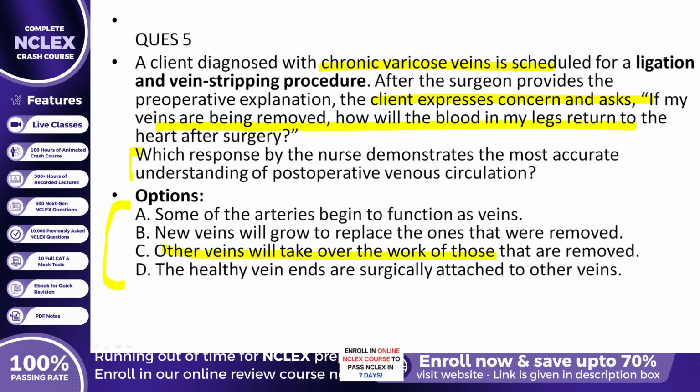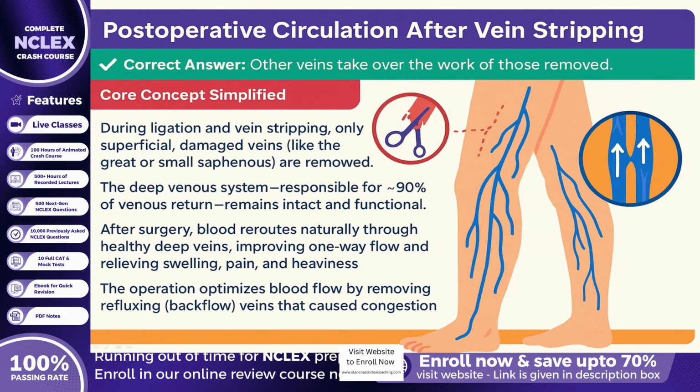During vein ligation and stripping, the surgeon removes the damaged superficial veins, usually the great or small saphenous veins, that have lost their valve function, causing blood pooling and pressure in the lower legs. However, the deep venous system, which handles about 90% of blood return to the heart, remains intact and fully functional. After surgery, blood is naturally rerouted through these deeper, healthy veins that have competent valves, allowing for improved venous return and reduced swelling, pain, and heaviness. This procedure, therefore, enhances circulation rather than impairs it.